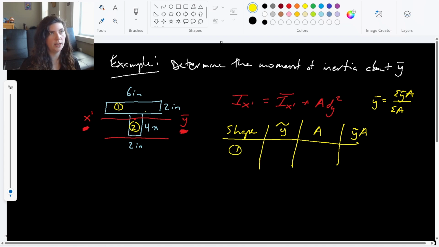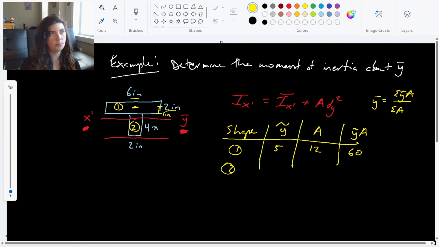For my top shape number 1, the y tilde, the y centroid of this shape, is going to be halfway through this top here. So right here is about 1 inch, and then we add those 4 inches that were below it. The y tilde is 5, the 4 inches plus the 1 inch up to the center of that top bar. And the area, pretty easy, 6 times 2 is 12. And if I multiply these across, 5 times 12 is 60.